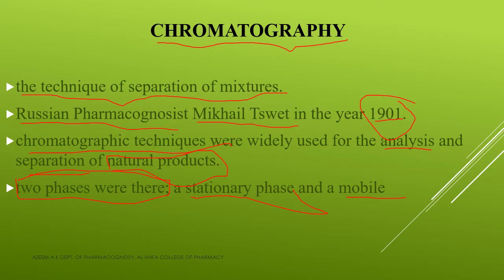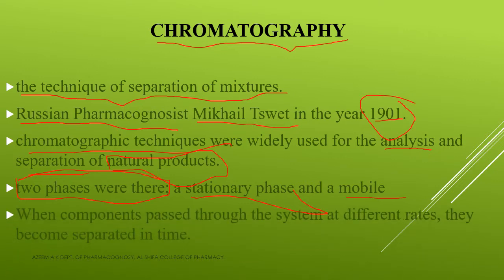That is, here the components are distributed between two phases. One is stationary phase, that's a stagnant phase or a permanent phase, and second one is a mobile phase, a moving phase. Clear? So every substance in chromatography is distributed between two phases. One is the stationary phase and second one is the mobile phase. Clear? So here when the components are passed through the system.